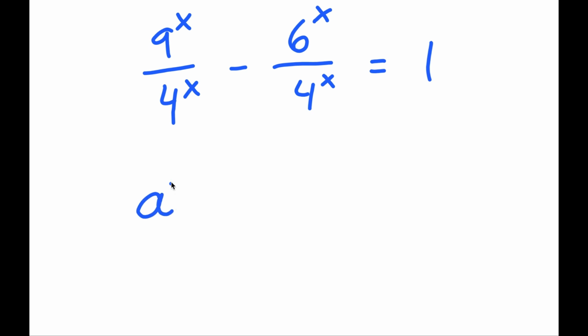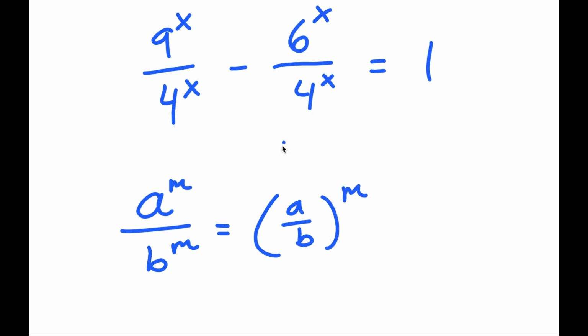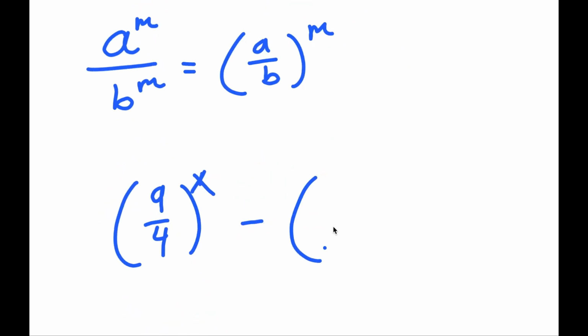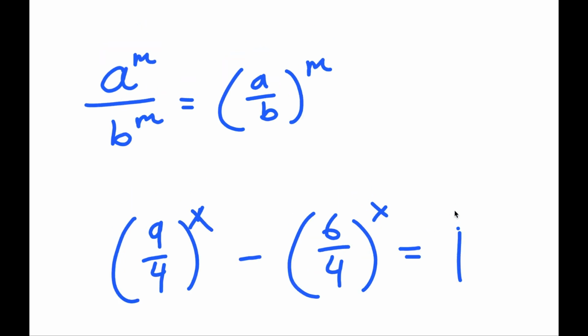From here, if I have something in the form a to the power of m over b to the power of m, this is equal to a over b to the power of m. So 9 to the power of x over 4 to the power of x is equal to 9 over 4 to the power of x. And 6 to the power of x over 4 to the power of x is the same thing as 6 over 4 to the power of x. And this is equal to 1.